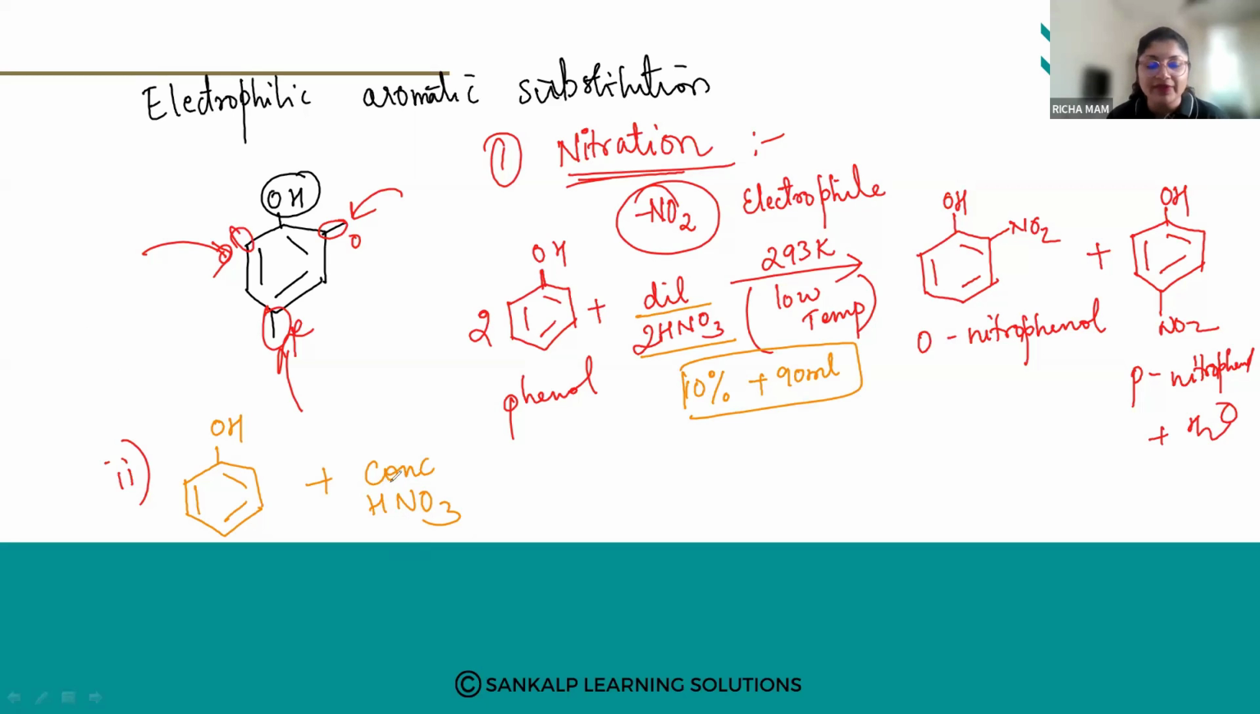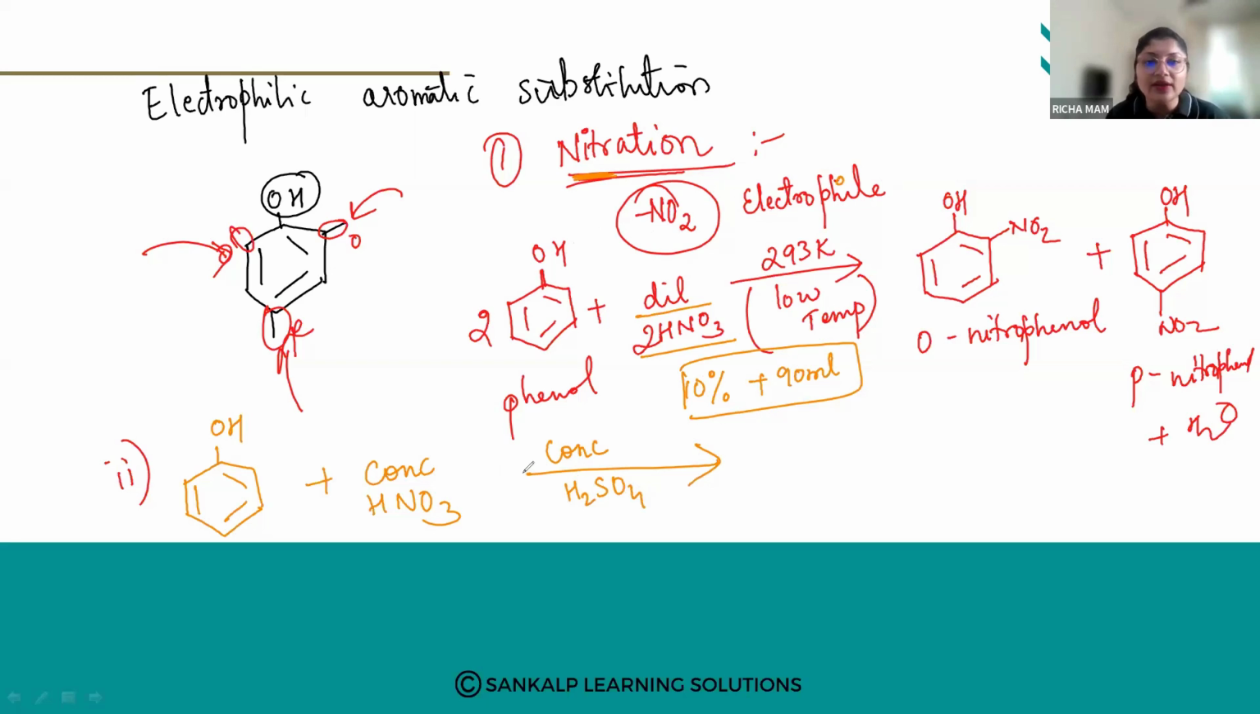So what we are doing? We are taking phenol and concentrated HNO3, along with concentrated H2SO4. This is our nitrating mixture. Whenever we produce the nitronium ion, NO2+, this is the electrophile generated during the electrophilic aromatic substitution reaction of nitration. To generate the electrophile, we require a nitrating mixture, which is produced by concentrated HNO3 and concentrated H2SO4.